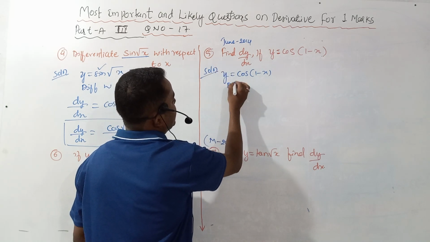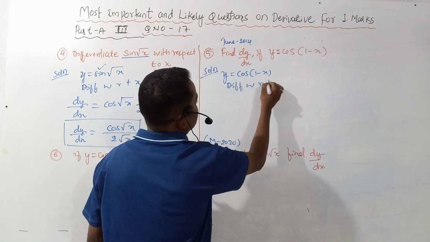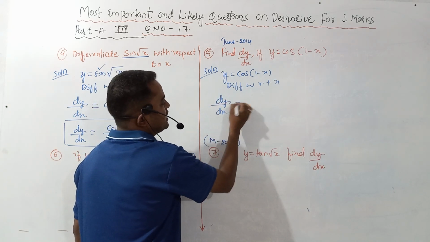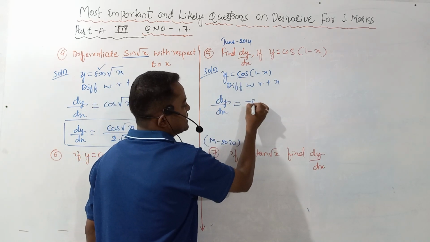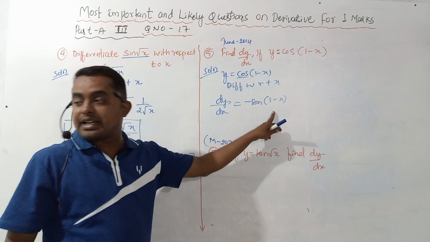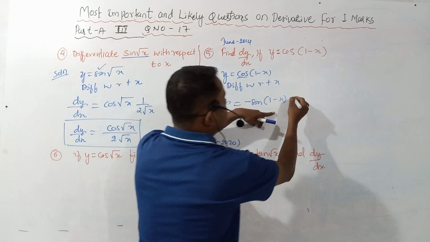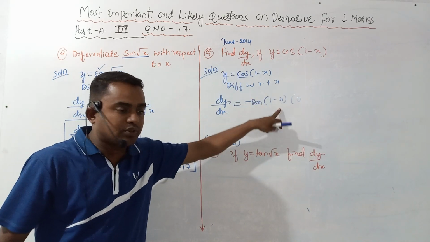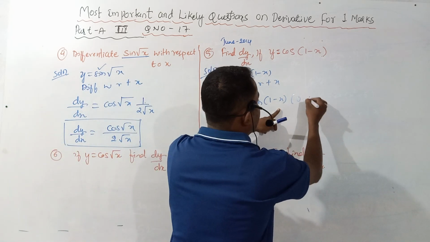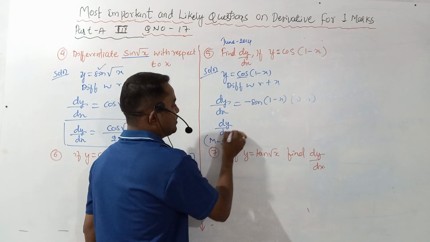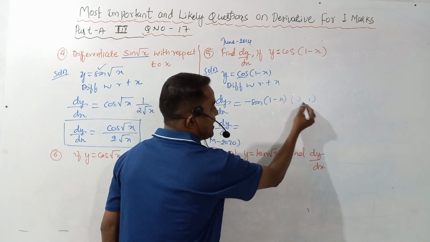Now differentiate with respect to x. Derivative of y is dy by dx. Derivative of cos is minus sine(1 minus x). Then inside the bracket, 1 minus x is there. Derivative of 1 is 0, because 1 is a constant. Derivative of x with respect to x is 1. So 0 minus 1.